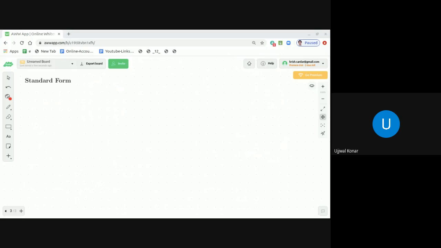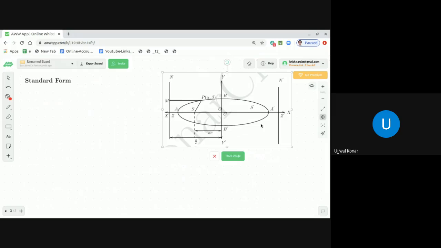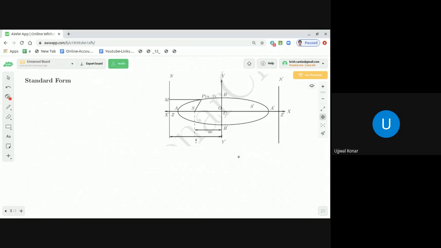And the most important thing is to understand all these things by means of a diagram. And here is the diagram that I'm going to show in front of you, dear students. As you see here, very clearly, the focus is on the x-axis. The focus here is on the x-axis, correct? And if you see, NZ is the directrix. So this is one directrix.